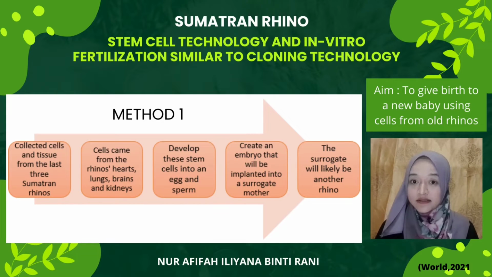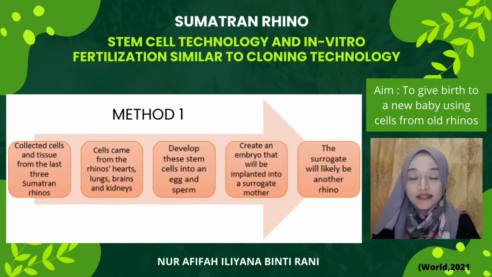The scientists collected cells and tissues from the last three Sumatran rhinos at Borneo Rhino Sanctuary, including Iman, before each died. The cells came from the rhinos' hearts, lungs, brains, and kidneys. The team collected stem cells, basically raw material from which cells with specialized functions can be generated.